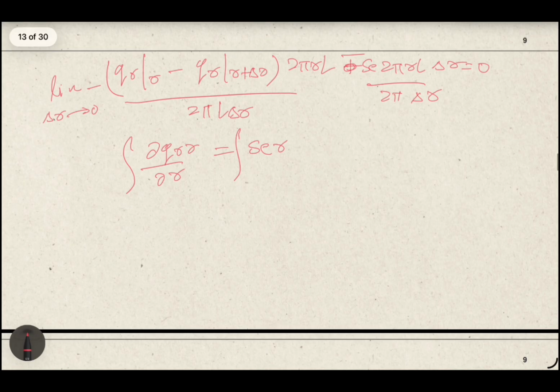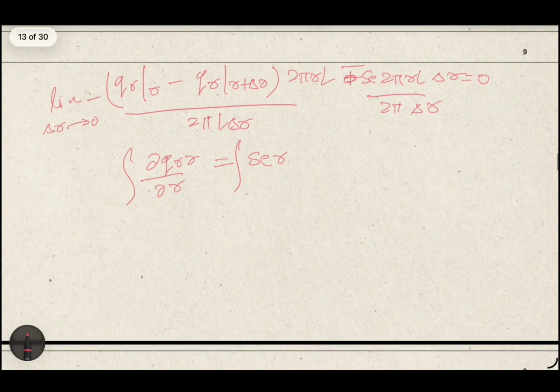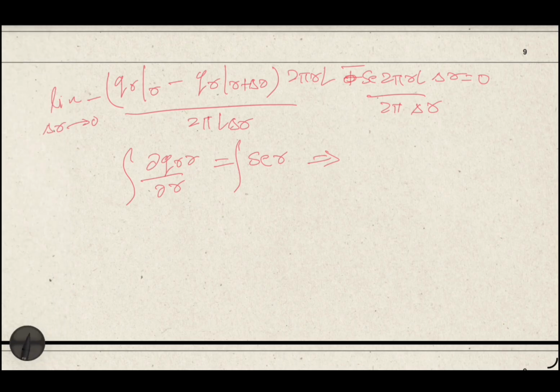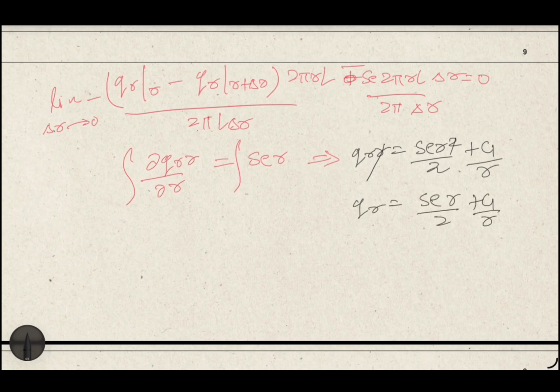Then we again integrate it. So here we get r Q_r equals S_e r squared by 2 plus C1. Again we can cancel r, so Q_r equals S_e r by 2 plus C1 by r. By the logical boundary condition, C1 is equal to 0, because Q_r must be finite at the center. Again we got Q_r is S_e r by 2.